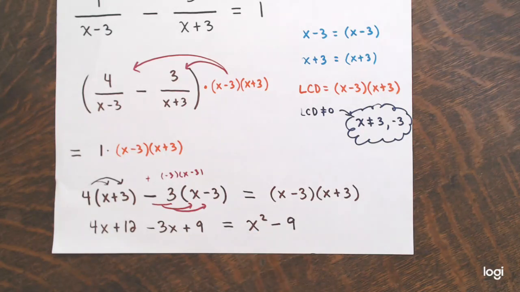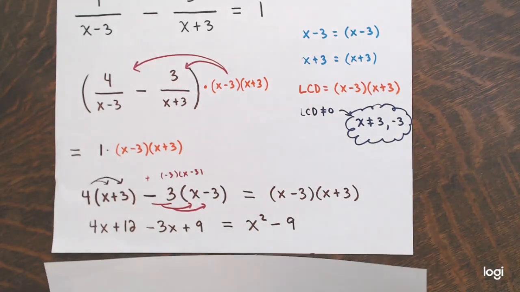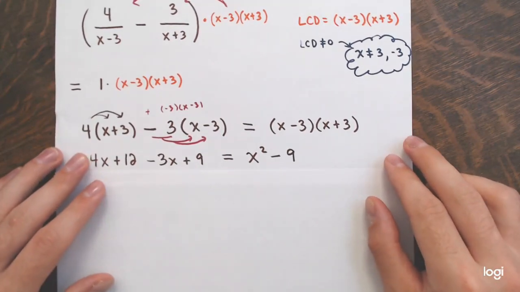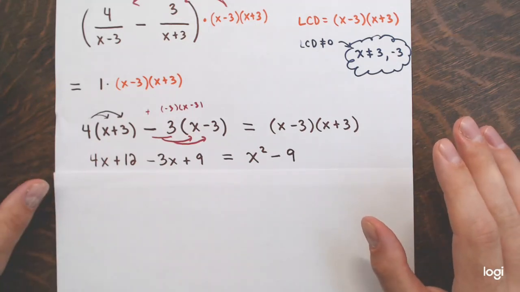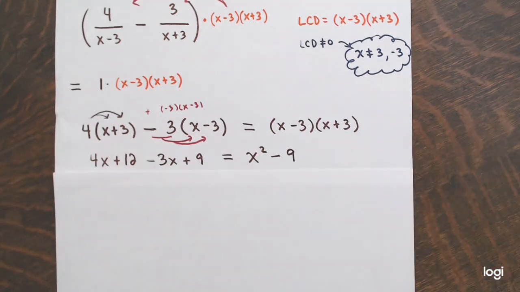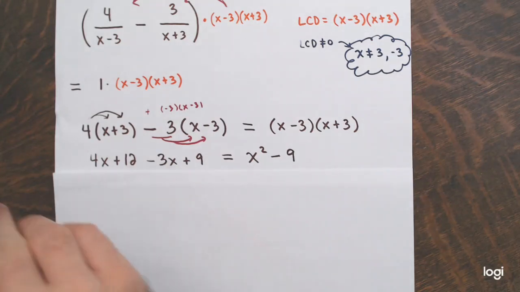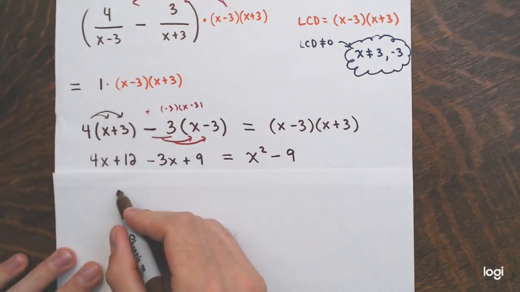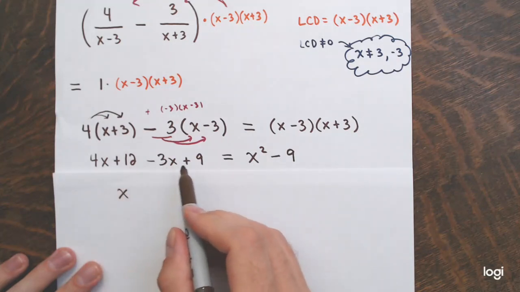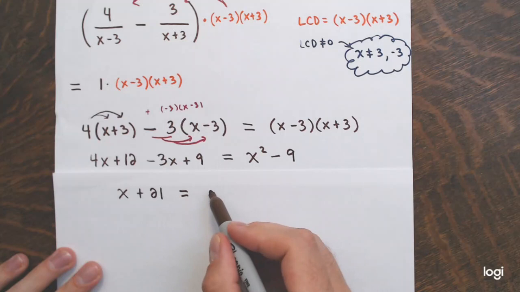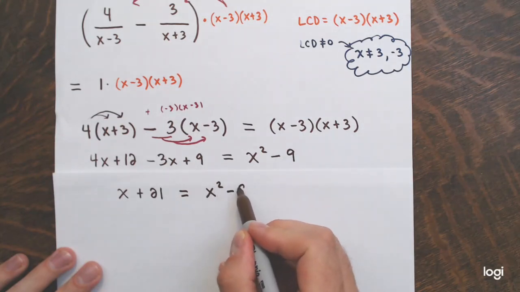A good first step would be to put it in what's called standard form, where I take everything to one side and 0 on the other, right? So I'm going to do that here after some simplification, right? Let's combine some like terms here. This left side, 4x minus 3x, is just 1x, and then the positive 12 and the positive 9 make plus 21 equals, and then over here you have x squared minus 9.